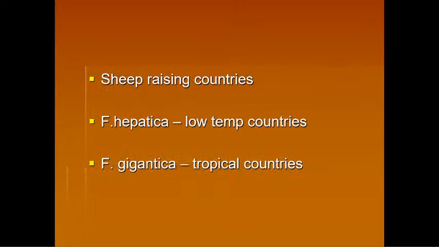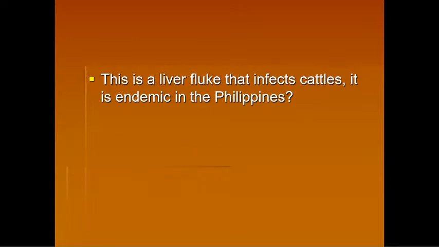Now, fascioliasis is endemic in what countries? It's endemic in sheep raising countries. Hence the term sheep liver fluke. Okay, Fasciola hepatica is in low temperature countries, and Fasciola gigantica is more on the tropical side of the world, or places around the world that have a tropical climate. All right. Now, this is a liver fluke that infects cattle. It's Fasciola gigantica, and it is common, or rather endemic, in the Philippines. Okay, Fasciola gigantica.